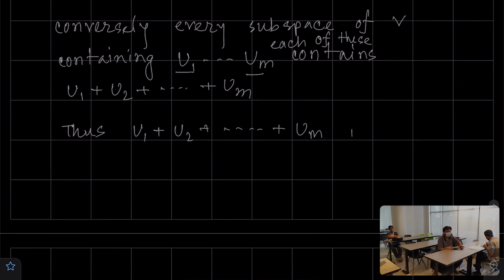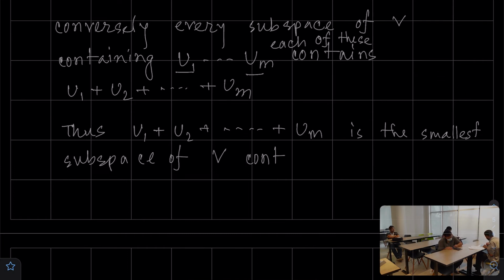So this is thus: U1 plus U2 plus ... plus UM is the smallest subspace of V containing U1, ..., UM, right?